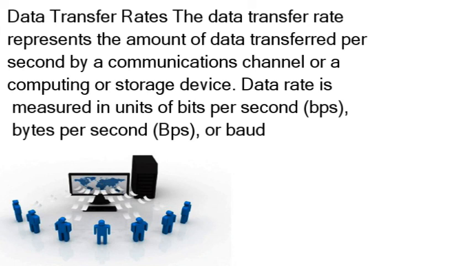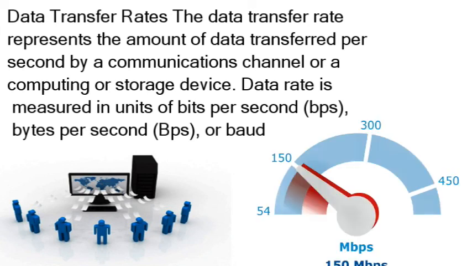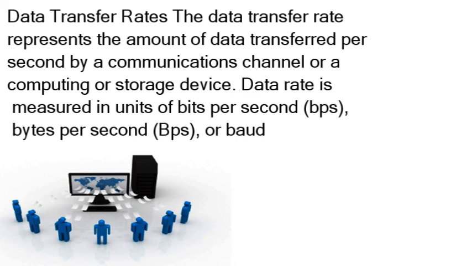The data transfer rate represents the amount of data transferred per second by a data communication channel or a computing or storage device. The data transfer rate is also measured in bps, or Bps in capital letters, or baud. When applied, it can be kilobyte, megabyte, gigabyte, anything accordingly.